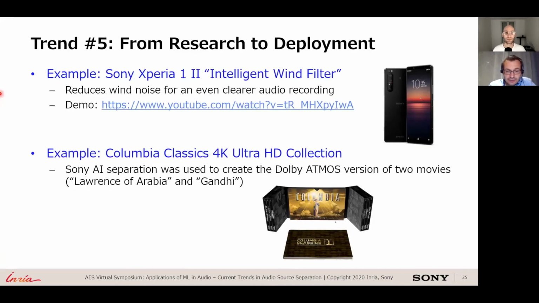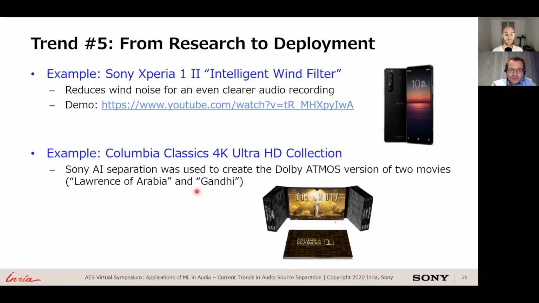So finally, two more examples where source separation really made it into a product can be seen here. The first is an intelligent wind filter, where source separation technology was used by us for the Sony Xperia 1 Mark II. And this wind filter allows you to shoot outdoor movies without disturbing wind noise. Another example is to use audio separation for upmixing of movies. Upmixing refers to increasing the channel count, for example, to go from stereo to 5.1 or from 5.1 to Dolby Atmos. And Sony Pictures Entertainment released this summer a 4K Ultra HD upmix of several movie classics, and Sony AI separation was used in two movies, Lawrence of Arabia and Gandhi, to create the Dolby Atmos versions.